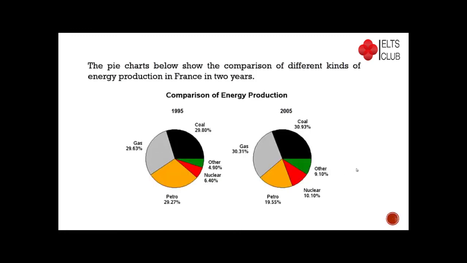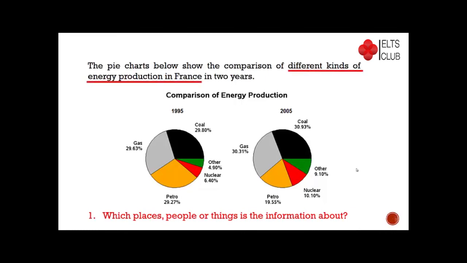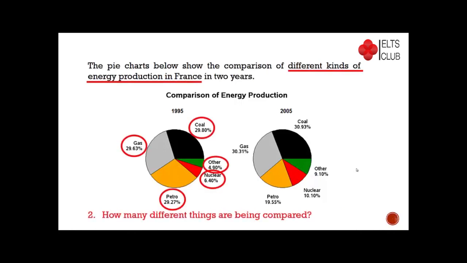Let's analyze the following example. First of all, which places, people, or things is the information about? In this case, the pie charts are about the kinds of energy production in France in 2 years. This also answers the second question. You have to compare the percentages of energy produced from these 5 sources in 2 years.